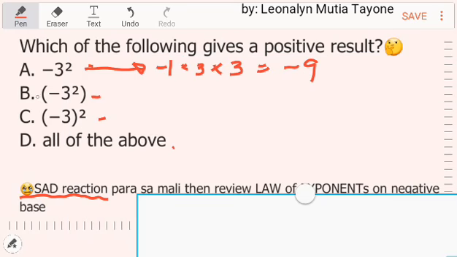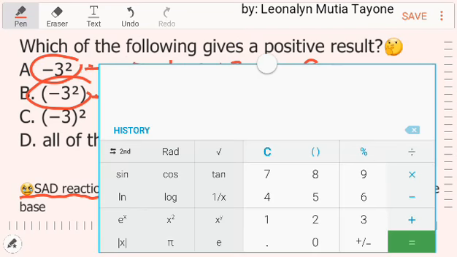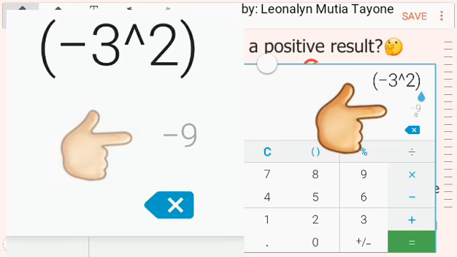Next. Nasa loob ng parentheses. Kaso lang, nasa loob ng parentheses, included naman si exponent. Ganun pa rin. Pareho lang siya dito sa letter A. Again, ganito pa rin ang itsura niya. Negative 1 times 3 times 3. And the answer here is negative 9. Again, titingnan natin sa calculator. Negative 3 raised to 2. Tapos, ang dalawa nasa loob ng parenthesis. And the answer here is negative 9.